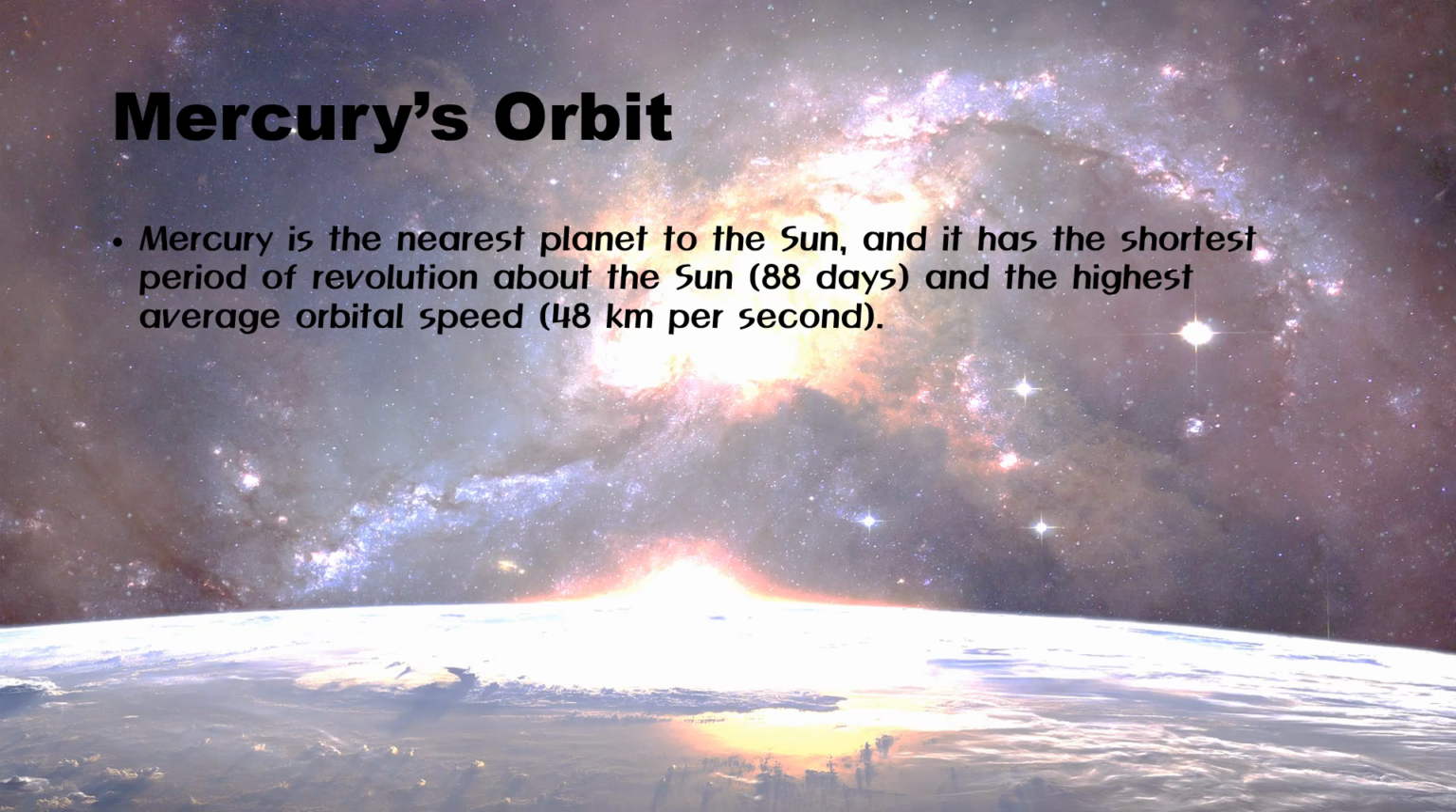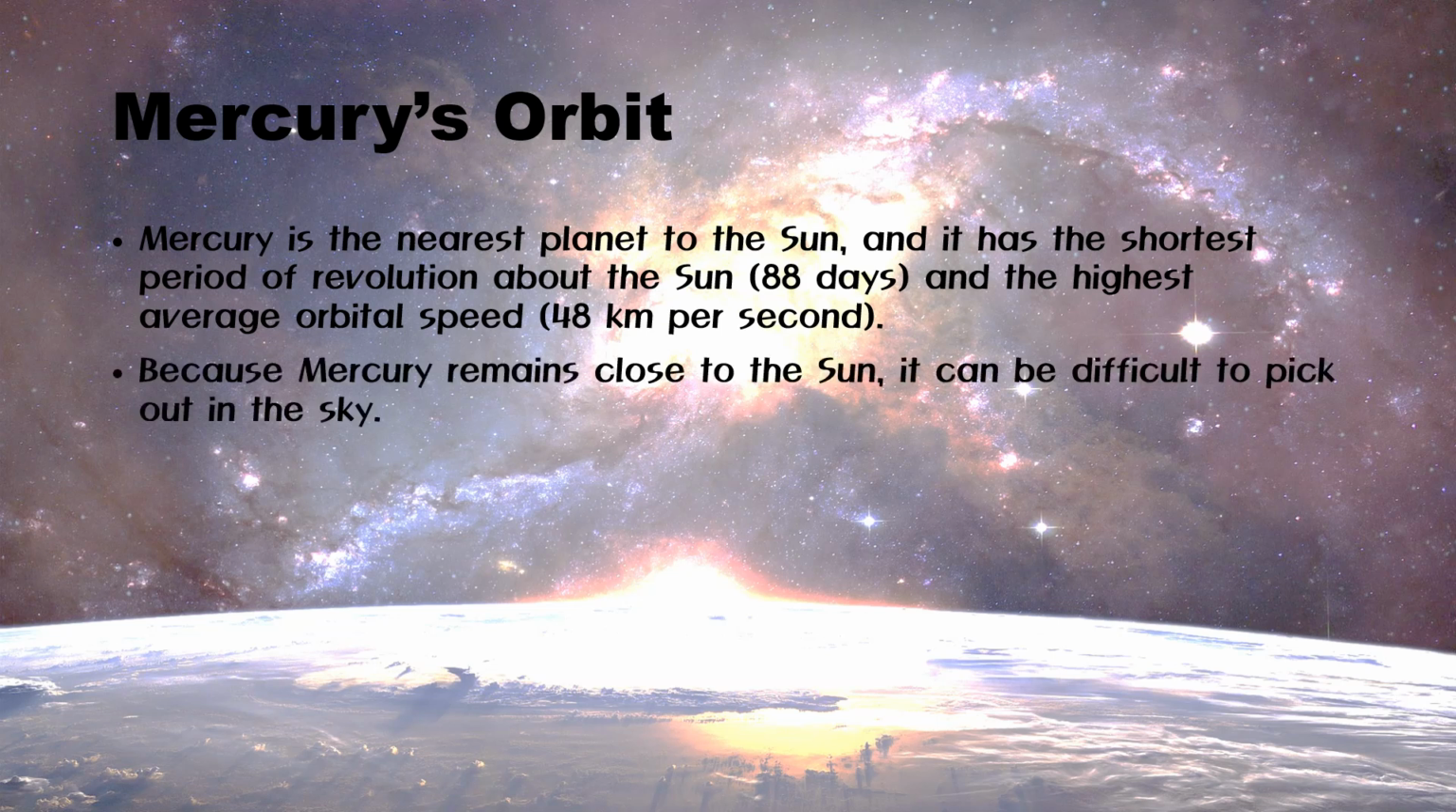It's the nearest, and therefore it has the shortest period of revolution around our Sun, which is about 88 days, and it also has an average orbital speed of 48 kilometers per second. So it's pretty fast because, again, it's the closest planet to the Sun. Now, because Mercury is so close to our star, it can be very difficult to pick it out in the night sky because, again, it's very close.